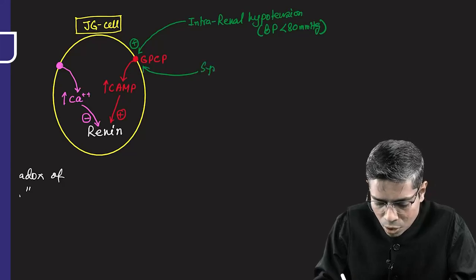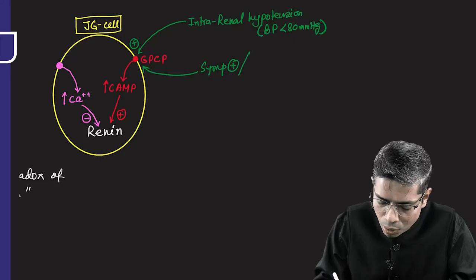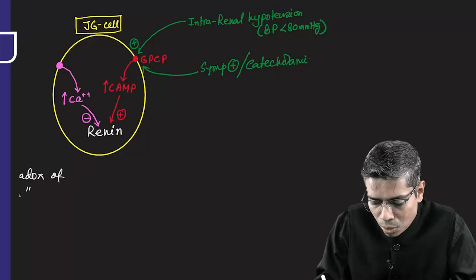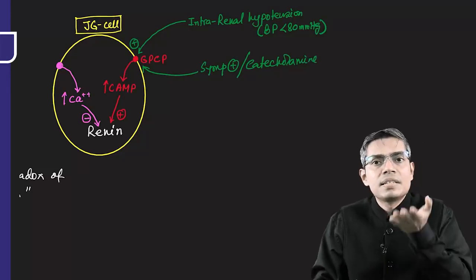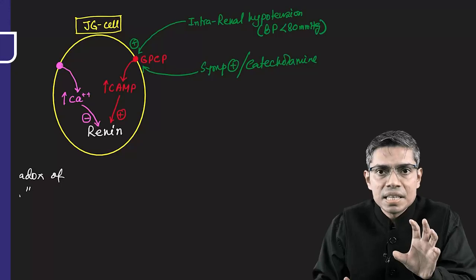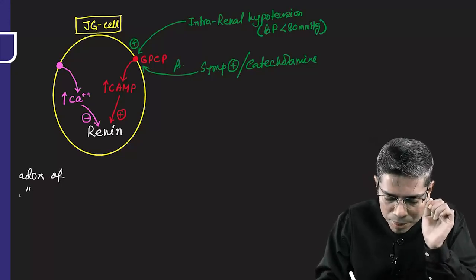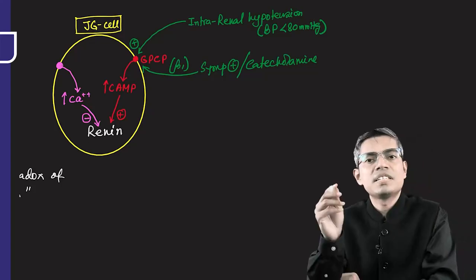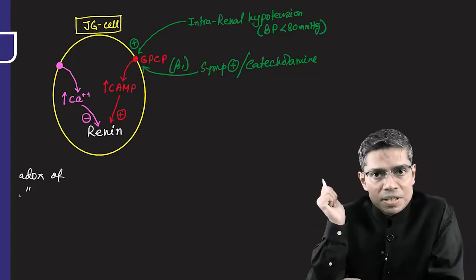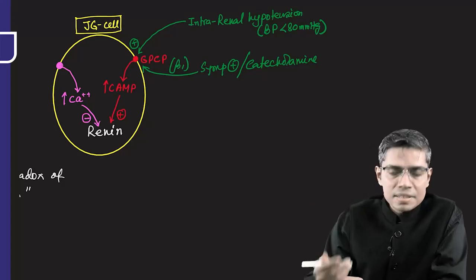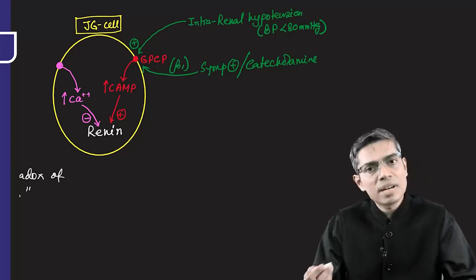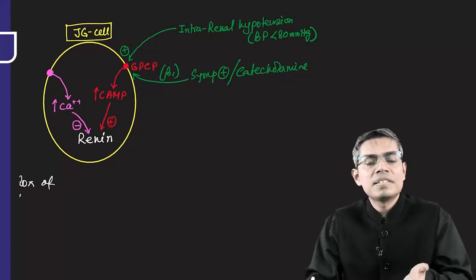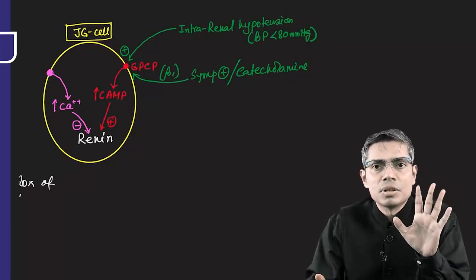So stimulation of your sympathetic system or catecholamines, all of them increase cAMP production inside the JG cell by acting on the beta-1 receptor. So this JG cell contains beta-1 receptor, that is also a GPCR coupled receptor. So whenever there is increased stimulation of the sympathetic system or catecholamines are increased, what will happen? cAMP will rise and renin secretion will also rise.